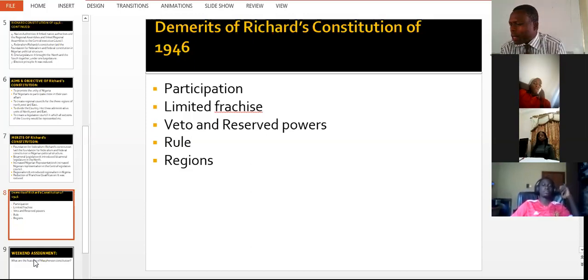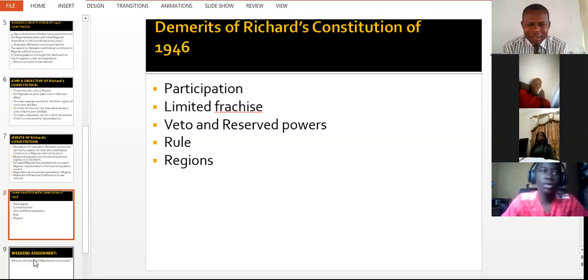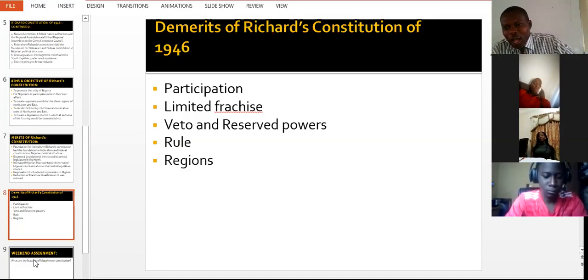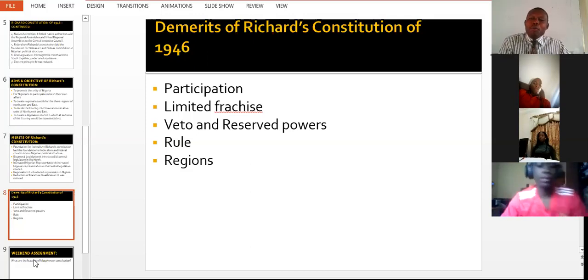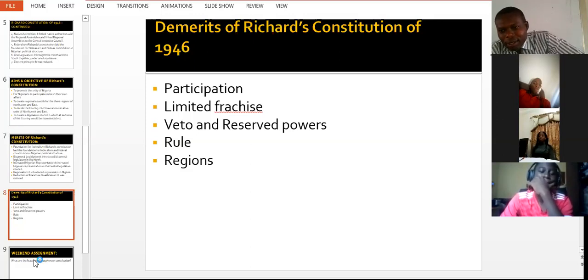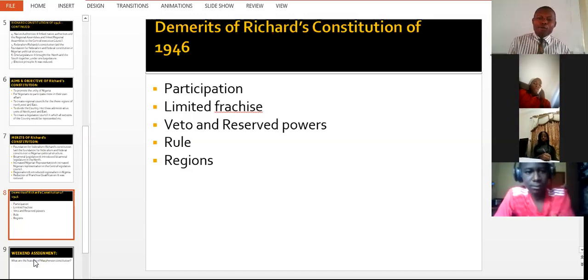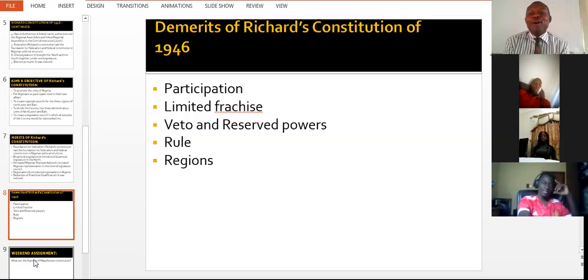Then the last one is regions. You agree with me that the regions were not divided equally. The northern region was larger than the rest, even as it is now. Look at the 36 states in Nigeria, then look at the northern states. It is still reflecting up to today. How many northern states do we have out of the 36? Let's take 19. When you subtract 19 from 36, what do we have left? 17. You can see now, two above. So it's not even equal. So the north is very large.